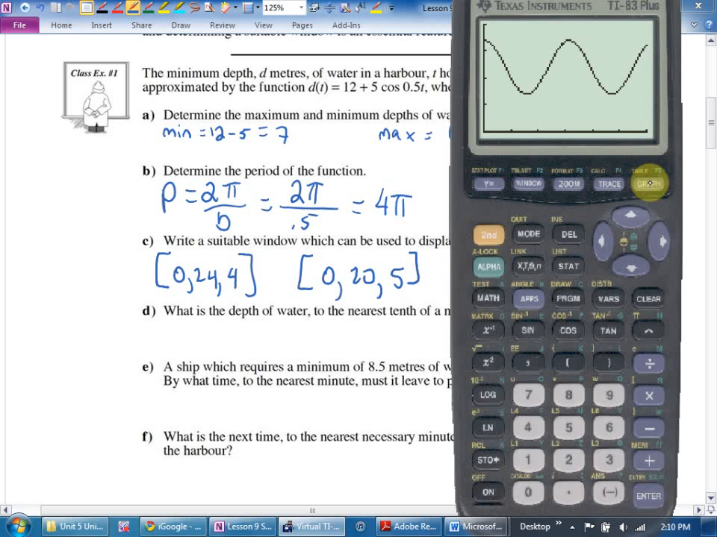Because you will need to, on the test, on your own, type in a word problem equation, pick a good window, hit graph, and then do stuff with it. I will not help you. Okay. Let's do some stuff with this.